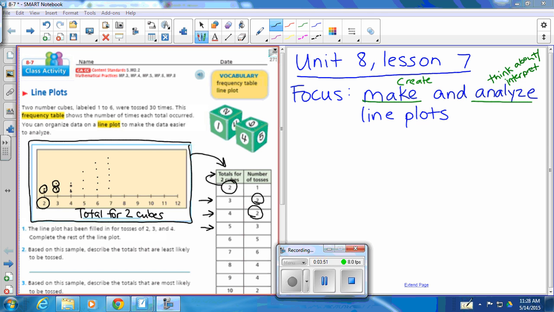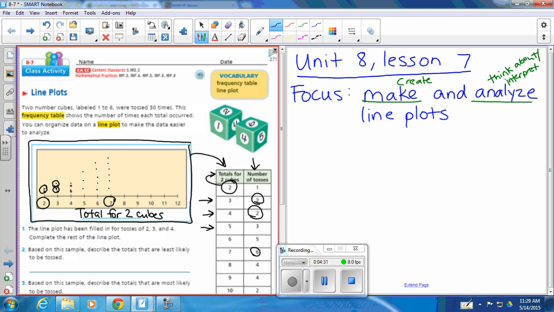Okay, so this line plot shows the frequency or how many times the total occurred. Okay, so this is the total number. So picture 2 die, you roll them, and I get a 3 and a 3. What would be my total? 6, because 3 plus 3 is 6. This side is showing us how many times that number came up. Okay, so we know the total of 7 for 2 cubes, maybe a 3 and a 4, or a 6 and a 1, whatever total 7, that total came up 6 different times. So that's what this line plot is showing.